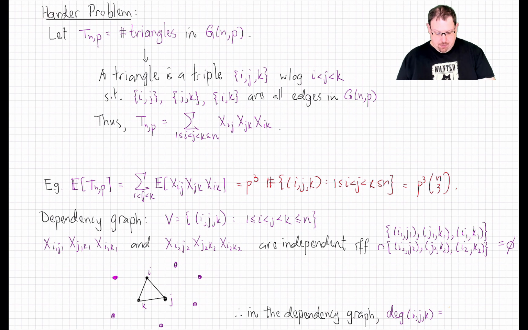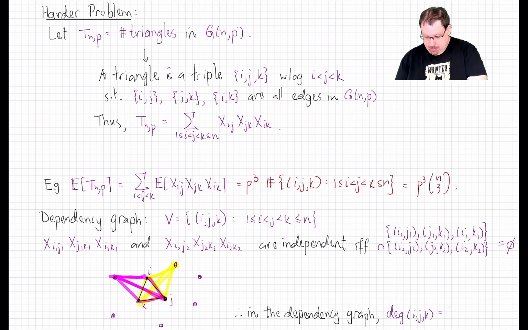For example, this vertex here forms a triangle sharing this edge, and this edge. This vertex here forms a triangle sharing this edge, and that edge, and so on. So what that means is that the number of other triangles that share at least one vertex with the given triangle here is just 3 times the number of vertices not in that triangle. That is to say, the degree of each triangle vertex in this graph is 3 times n minus 3.